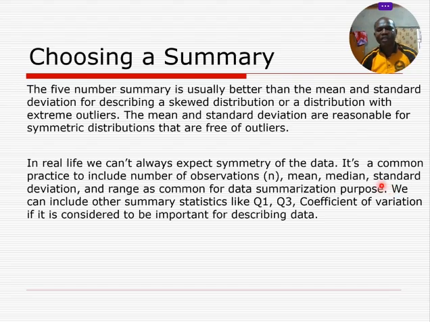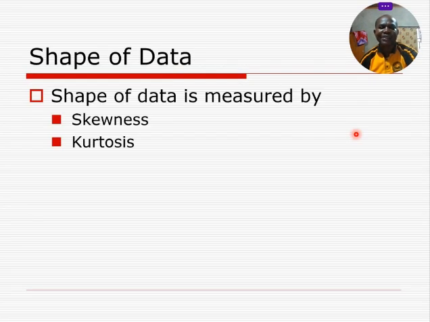So when we choose a summary, it's important we look at the shape of our distribution. In summary, we look at the shape of our distribution. We look at the skewness of our distribution. We look at the dispersion of the individual observations within that particular distribution. This is very important in guiding us to know the best way to present our data sets.